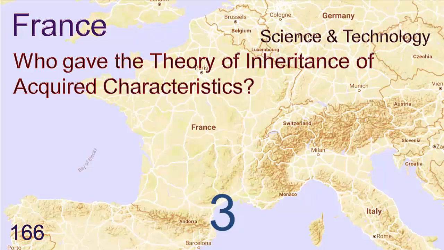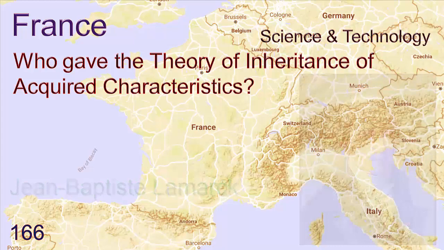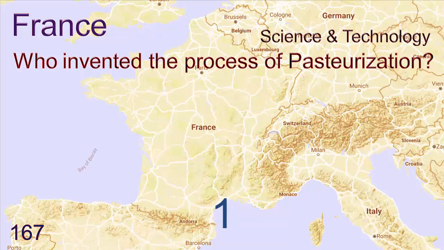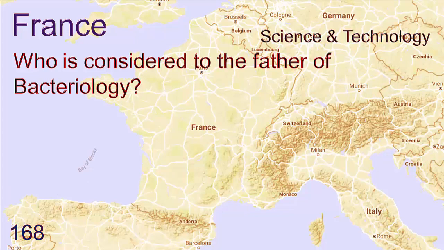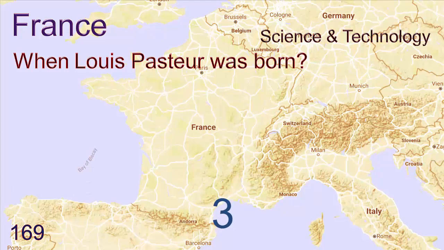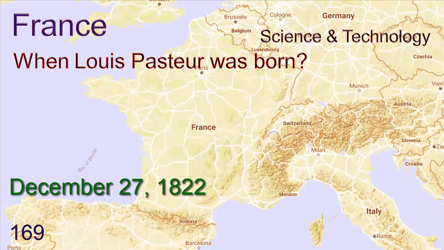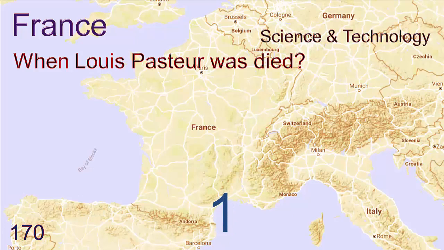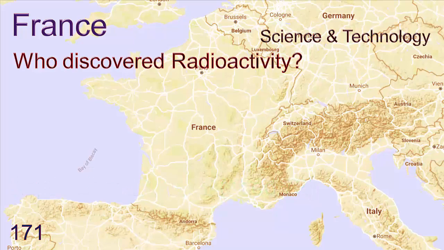Who gave the theory of inheritance of acquired characteristics? Jean-Baptiste Lamarck. Who invented the process of pasteurization? Louis Pasteur. Who is considered to be the father of bacteriology? Louis Pasteur. When was Louis Pasteur born? December 27, 1822. When did Louis Pasteur die? September 28, 1895.